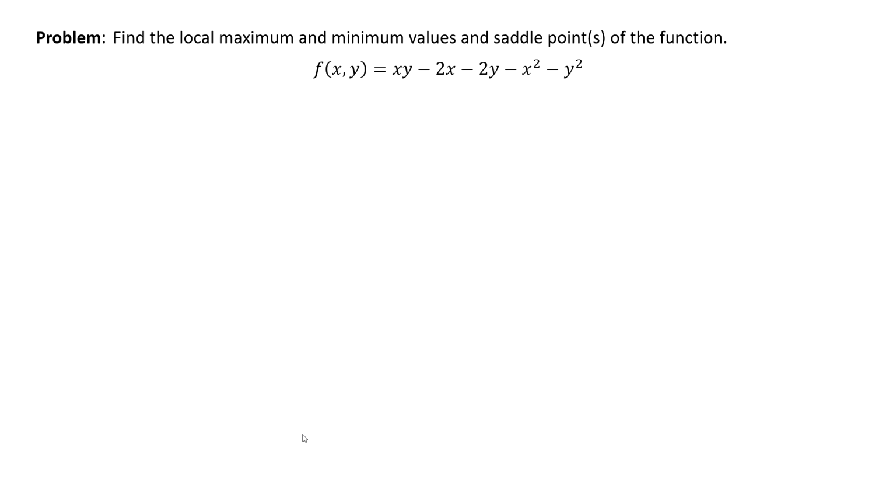Next, find the local maximum and minimum values and saddle points of the function. What are the steps? We are given f, so let's first find partial f with respect to x. First term, derivative with respect to x, clearly y, -2, 0, 2x, 0, right? -2x, so that's exactly what I have. All right, and partial with respect to y is similarly x - 2 - 2y.